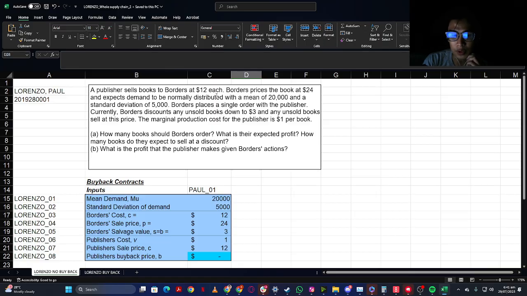And then we have to look for the following. Number one, the books: how many books should be ordered? What is Borders' expected profit? How many books are expected to remain unsold? What is the publisher's expected profit? And what should the publishers do? So let's do part A first, or at least question A.